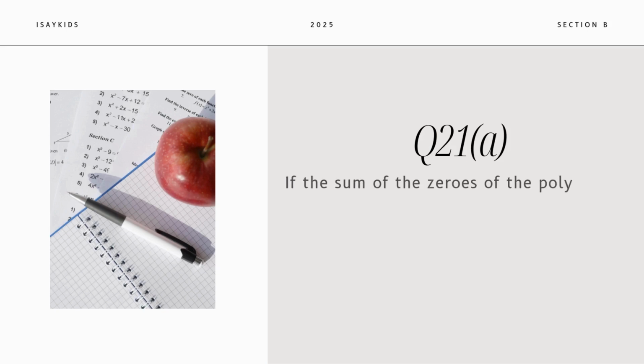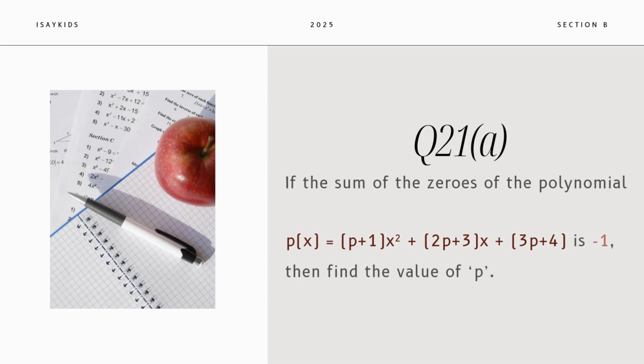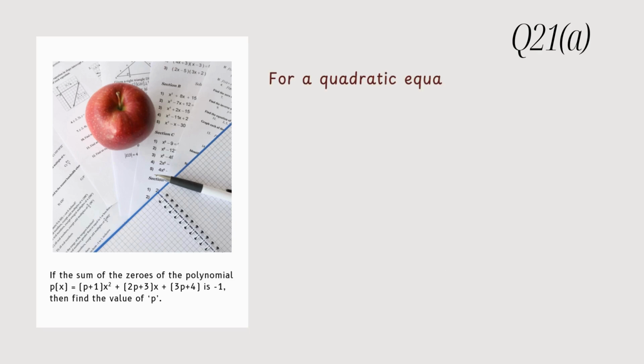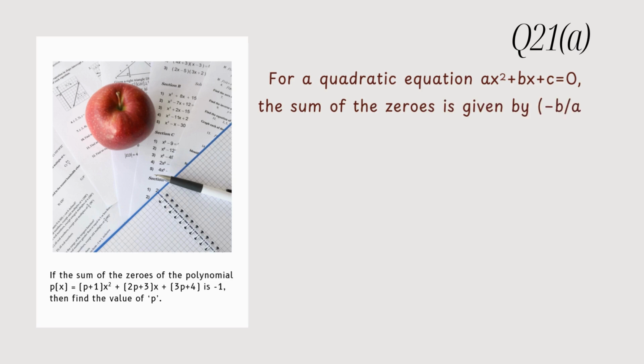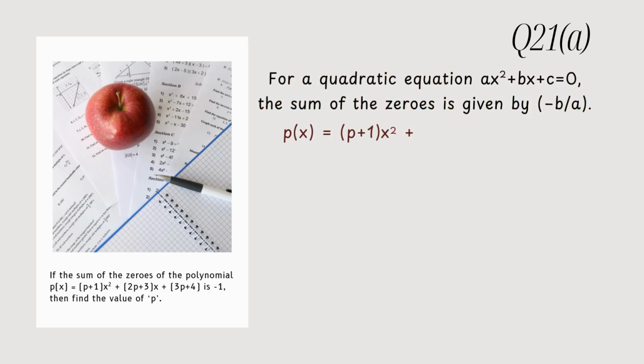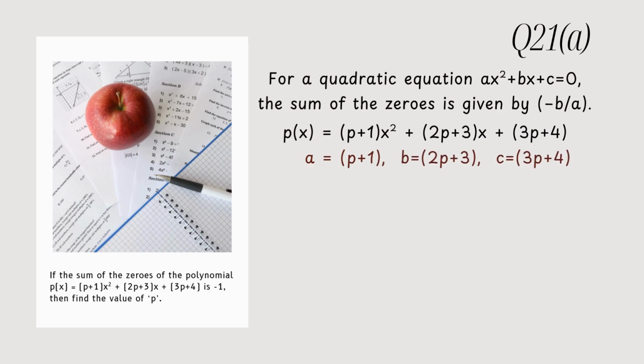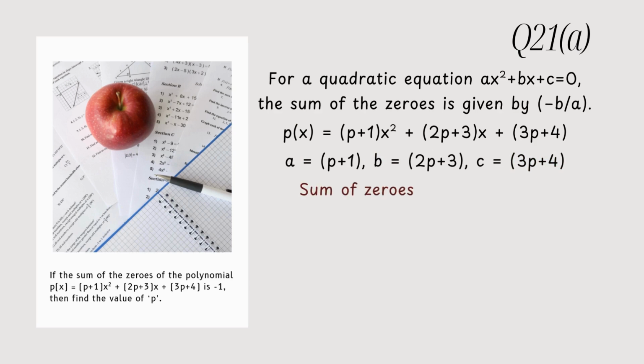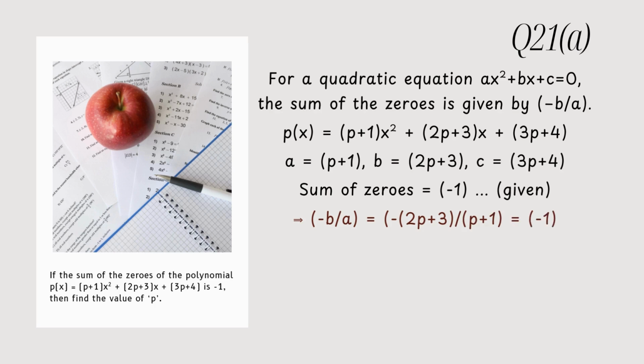If the sum of the zeros of the polynomial p(x) equal to (p plus 1)x square plus (2p plus 3)x plus (3p plus 4) is minus 1, then find the value of p. Do you remember that for any quadratic polynomial of the form ax square plus bx plus c, the sum of the zeros can be calculated using the formula minus b upon a? In our case, this is the polynomial. So here we have a equal to p plus 1 and b equal to 2p plus 3. Now according to the problem, the sum of these zeros equals minus 1. We are given that. Thus, we can set up the equation to find p. Minus b upon a would be minus of (2p plus 3) upon (p plus 1), and that is equal to minus 1.